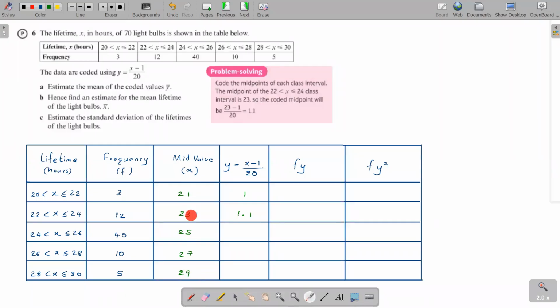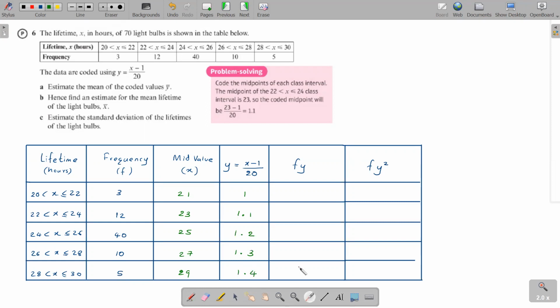So you need to remember the mid value is what we use for x here, because this is the mid value of the lifetime. We are trying to code the lifetime here. That's important. Then next one, 25 minus 1 over 20 is 1.2. Next one, 27 minus 1 over 20 is 1.3. 29 minus 1 over 20 is 1.4.